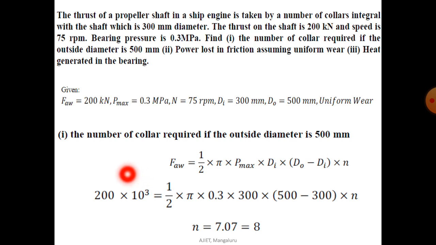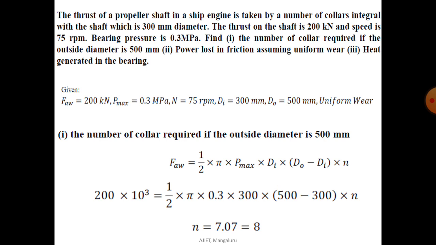So axial load is given, 200 into 10 to the power 3, is equal to half into pi. P is given, that is bearing pressure. D inner is 300, D outer is 500, minus 300, into n. So n is nothing but the number of collars. You will get 7.07. Always consider the next higher value, because the number of collars will be whole numbers.